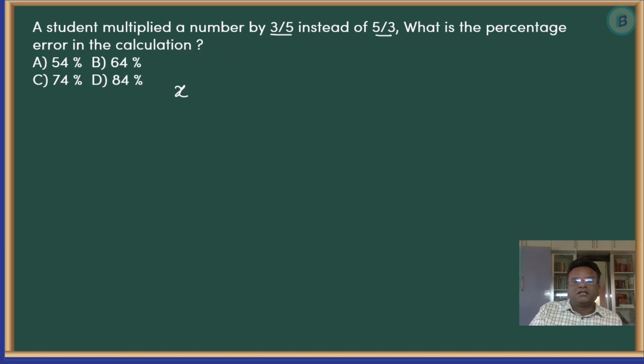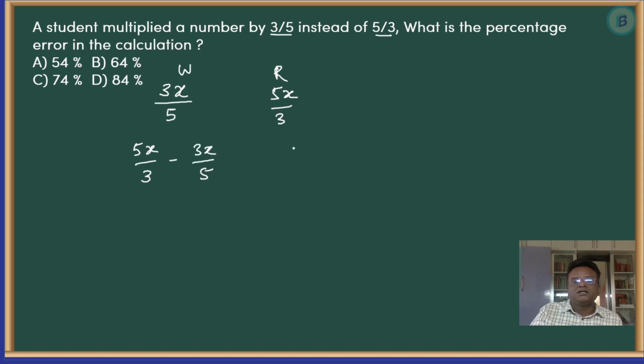The student multiplied this number by 3 by 5, so he made it 3x by 5, whereas, so this is wrong, and the right was 5x by 3, right? He should have done this, right? So what is the error? Error is equal to 5x by 3 minus 3x by 5.